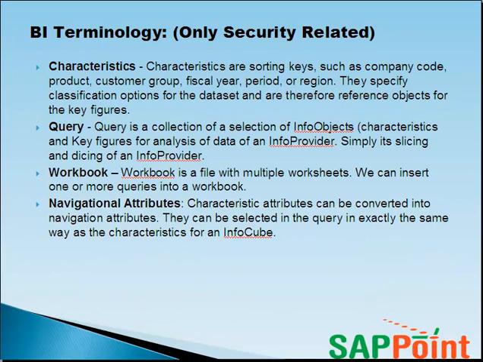Characteristics are sorting keys such as company code, product, customer group, fiscal year, period, and region. These are like info objects. For example, you could have a company code info object, which is a characteristic in an InfoCube. They specify classification options for the data set and are therefore reference objects for the key figures.